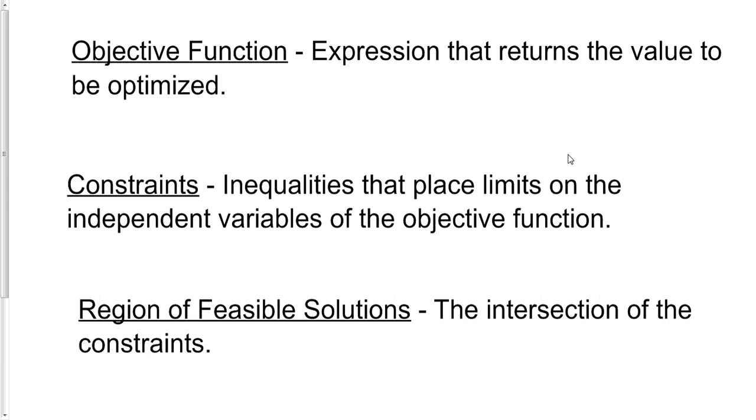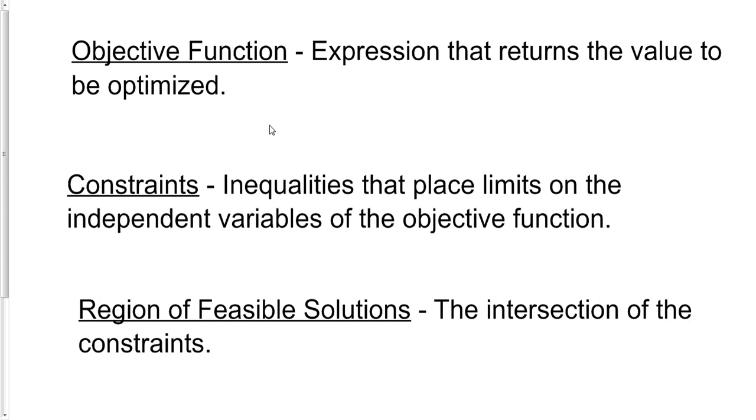Okay, this video is on linear programming, and linear programming is a method that is used to optimize a certain function. So we're going to use linear programming to maximize or minimize something. And we have three things involved in every linear programming problem. The first thing is the objective function. Now, the objective function is just an expression that will return the value that we want to optimize.